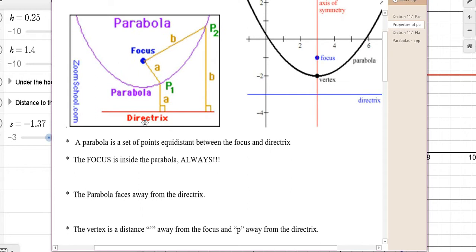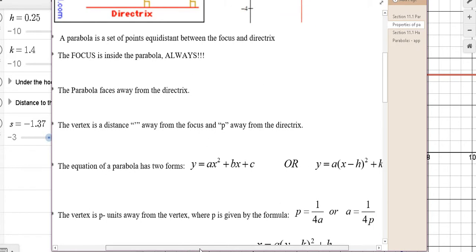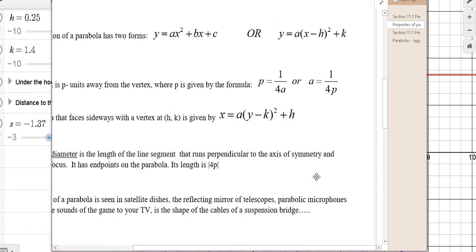One of the other things is that the parabola always opens around the focus and away from the directrix. That's key. You got to keep that orientation correct. Now you can write the formula for a parabola in a couple different ways. Here's the standard form. Here's the vertex form. And now the distance between the vertex and the focus, or the vertex and the directrix, is always the same. It's going to be P.